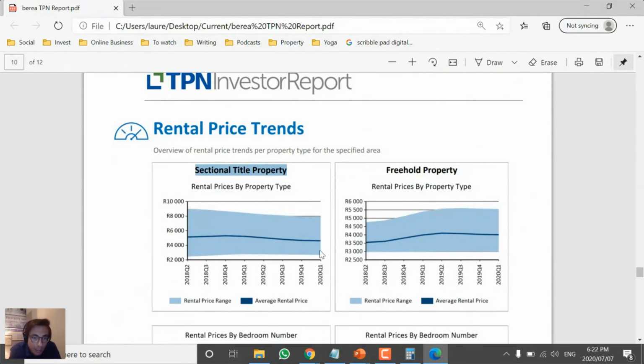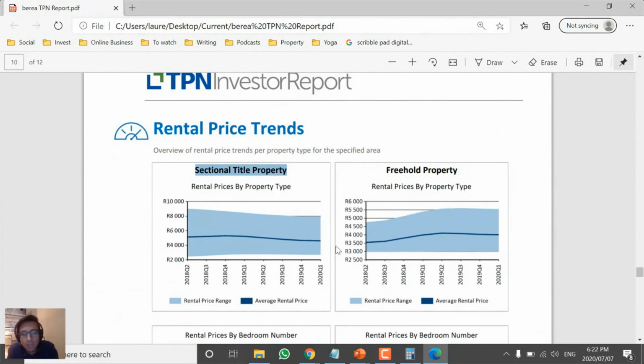On the low end, you're looking at 2.5, maybe 3,000. That's maybe a bachelor flat that you're renting out. So that's the low end of the market. Now, if you work on this blue line here, that's pretty much giving you the average. That's telling you that on average you're going to get 5 grand per 2-bedroom flat in Berea.